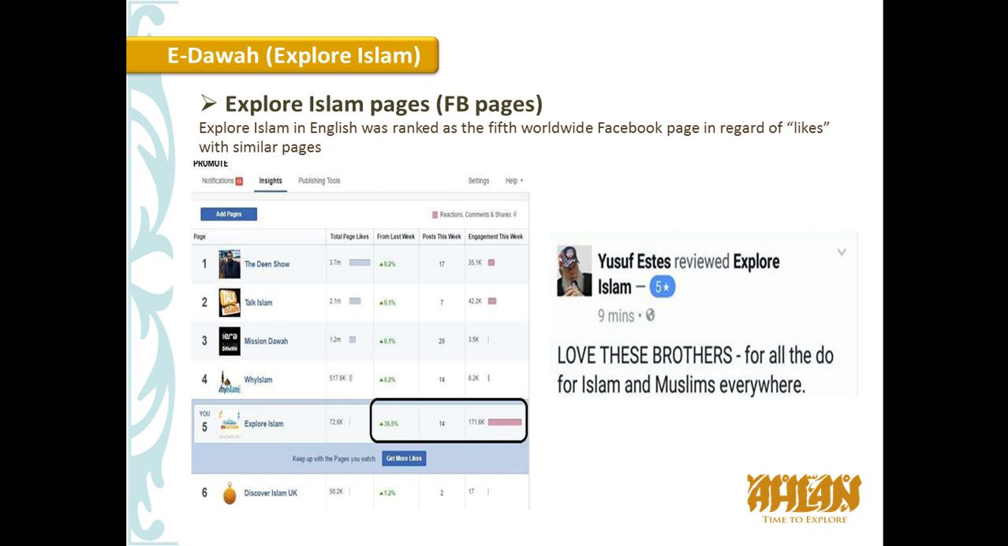Alhamdulillah, we reached the number 5 worldwide Facebook page in regard to likes among similar pages. As you can see, number 1 was a page called The Deen Show, Talk Islam, number 2 Mission Dawah, number 3 Why Islam, number 4, and Explore Islam once reached number 5. This ranking was from about 2 or 3 years ago, and we even had a review from our brother Yusuf Estes. Love these brothers for all they do for Islam and Muslims everywhere.